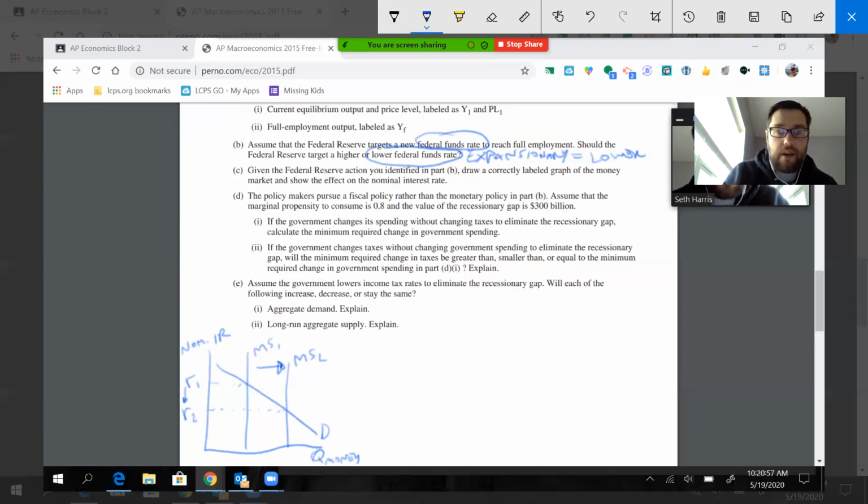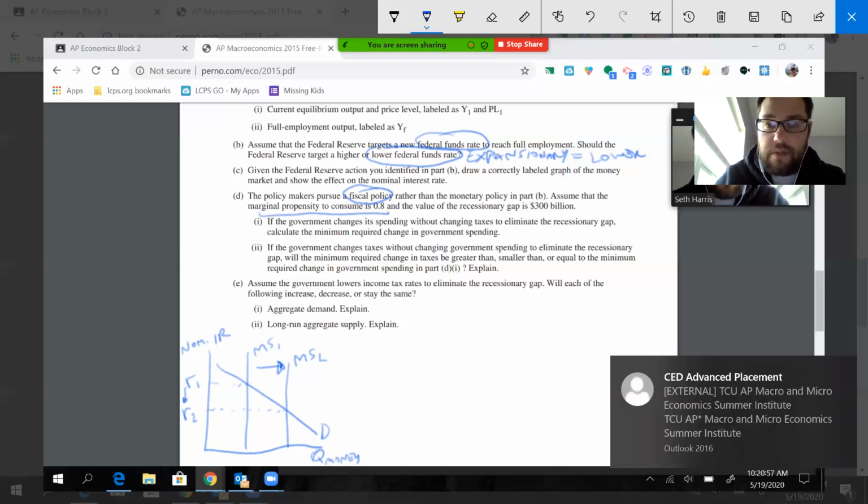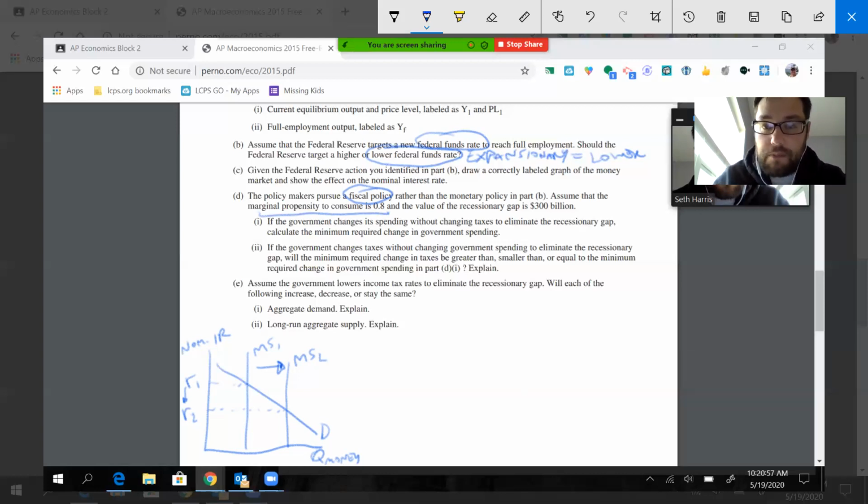Now, part D, the policymakers pursue a fiscal policy, right? So fiscal policy, and then your other clue in this question, instead of monetary policy, assume that the MPC, marginal propensity to consume, is 0.8 and the value of the recessionary gap is 300 billion. Okay, so anytime in a question you get the MPC thrown at you, bells and whistles should go off. Okay, spending multiplier, right? So part one, if the government changes its spending without changing taxes to eliminate the recessionary gap, calculate the minimum required change in government spending. So this is sort of a backwards question, right?